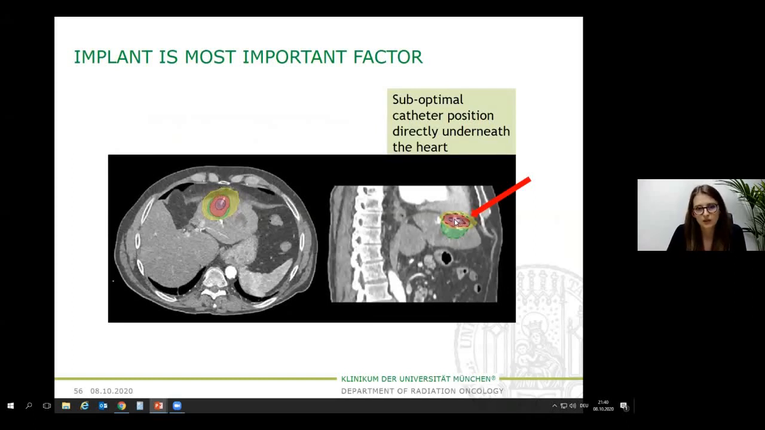So you see here, that's a lesion directly underneath the heart. Here's the heart, and the catheter is very close to the heart, and that makes it very difficult to treat the entire lesion. Therefore you can only treat a part of the lesion, and the patient usually has to come back and you have to do a second treatment.